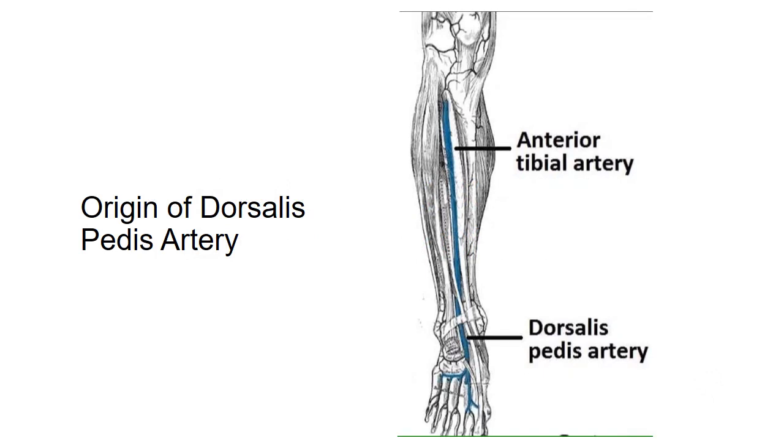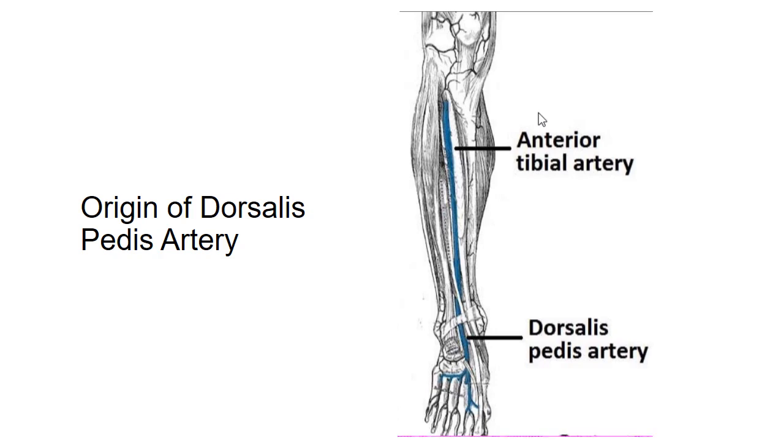This is an image showing the origin of the dorsalis pedis artery. As I have already told you, the dorsalis pedis artery is the continuation of the anterior tibial artery, which you already know is the branch of the popliteal artery. Let's have a review of the anterior tibial artery.